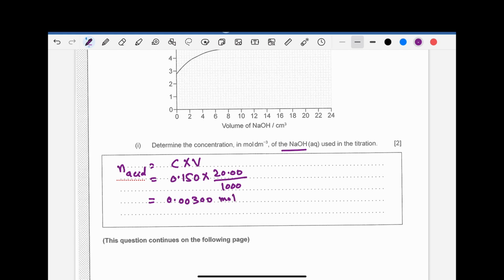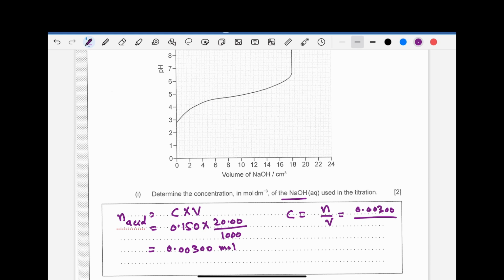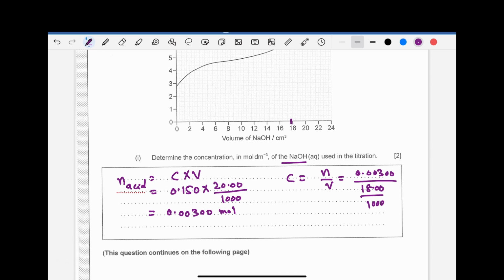To find the concentration of sodium hydroxide, we know concentration is equal to moles over volume. The molar ratio will be 1:1 because it's a monoprotic acid, so the moles of acid and moles of sodium hydroxide will be the same. So I will have 0.00300. Next we need the volume of sodium hydroxide, and we can go back to the graph and read the equivalence point. It looks like 18 cm³ is the volume here. So let's convert that into dm³: 18.00 divided by 1000. If I solve this, I get the concentration of sodium hydroxide, which will be 0.167 mol per dm³.